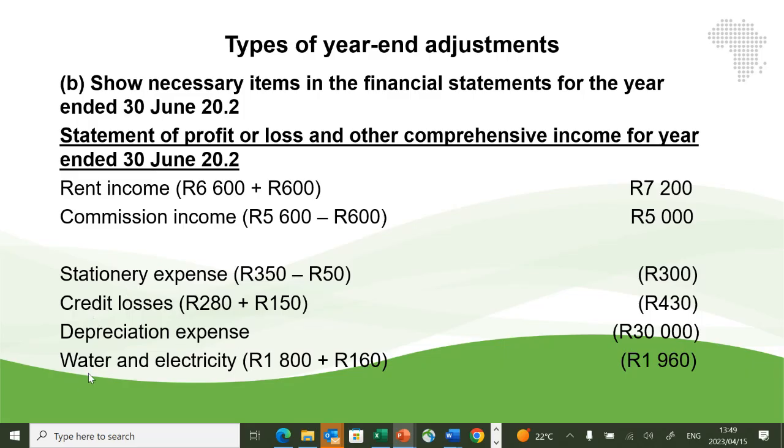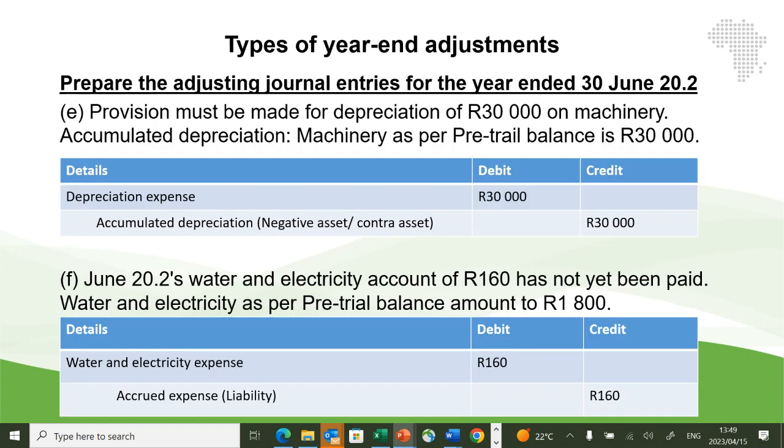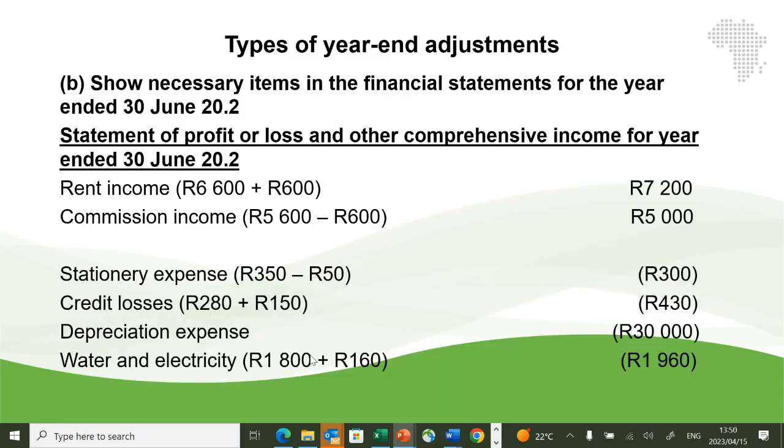So the last one was water and electricity. You were told that the water and electricity account showed us 1,800 and we needed to account for 160. So here we said debit water and electricity expense of 160. When you debit an expense, you are increasing expenses, which means we need to add that 160 here. Then you end up with 1,960. This is how your statement of profit or loss looks.